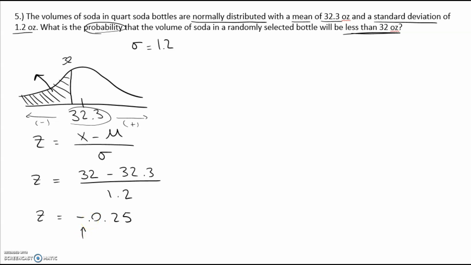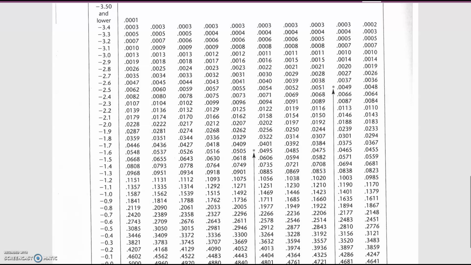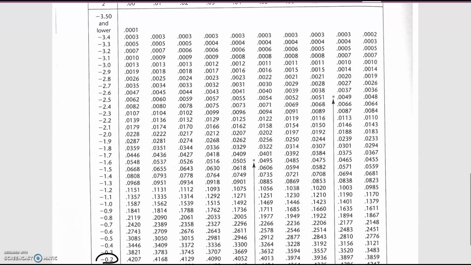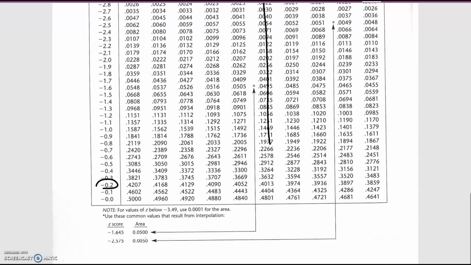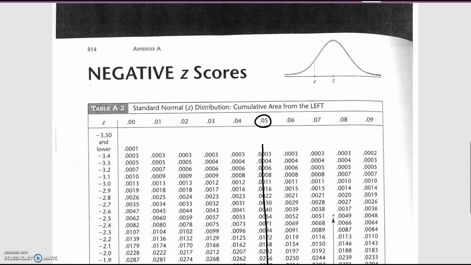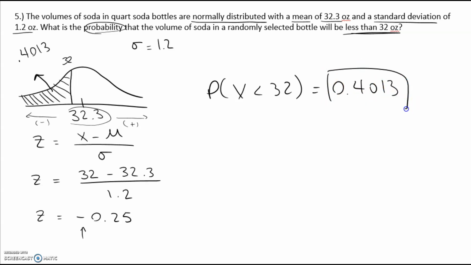Okay, so I need to go back to my chart. Go to the negative side. I need negative 0.2, there's 0.2, and then I need 0.05. So here's 0.05 right here. Where those intersect, right there, is the area to the left of what you were looking for. What we're looking for was 32. The area to the left of that was 0.4013. So the probability that x is less than 32 is equal to 0.4013. That's your final answer.